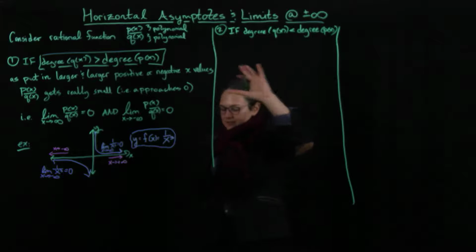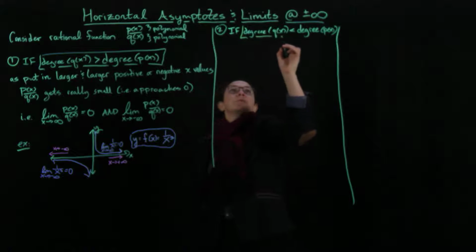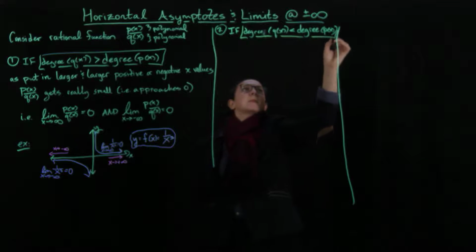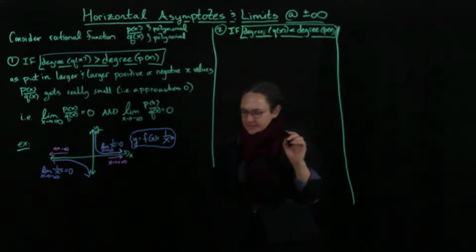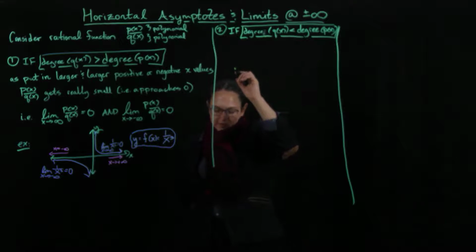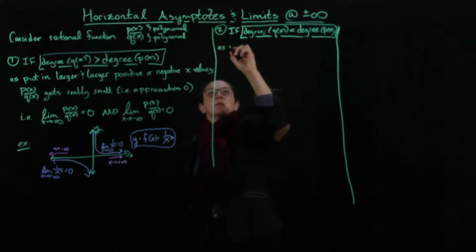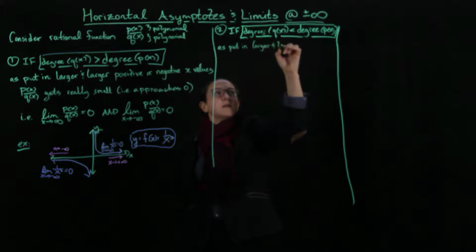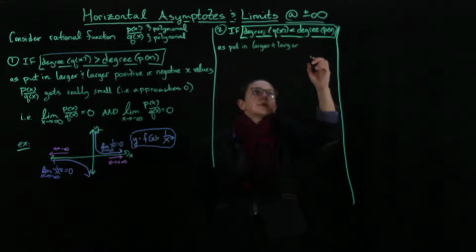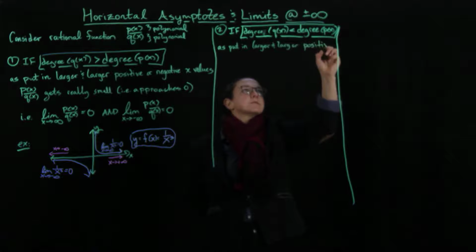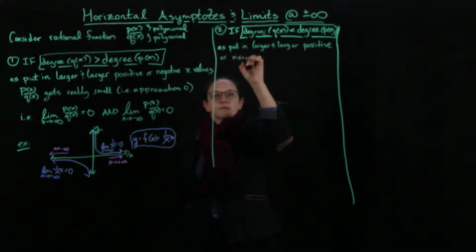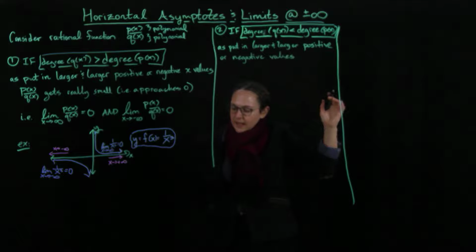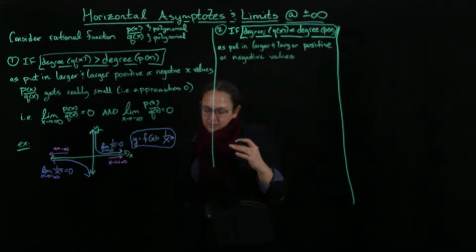Okay. So what happens in this circumstance? As we put in larger and larger positive or negative values, what we're going to have is we either get really big positive values or really big negative values.